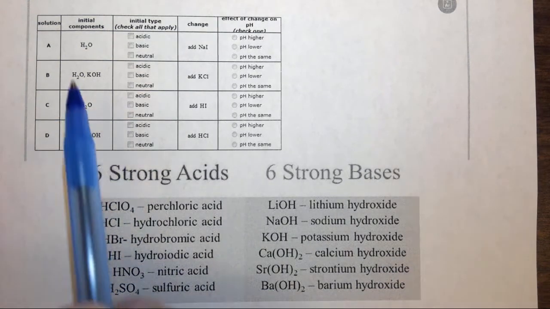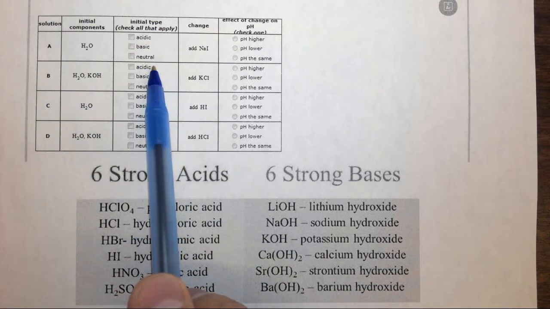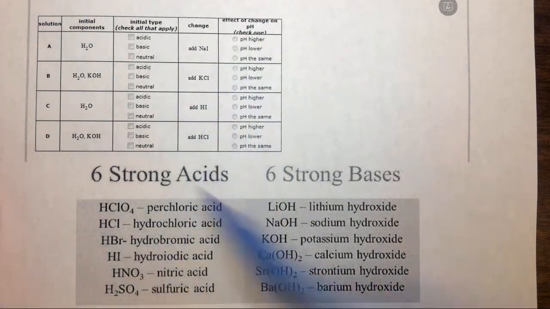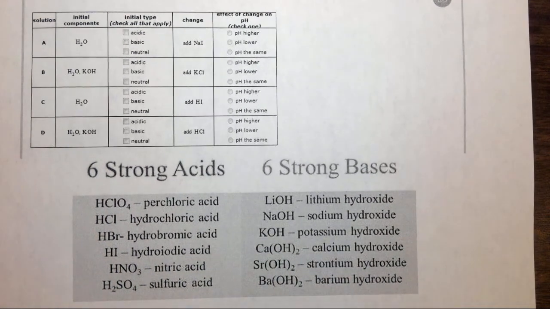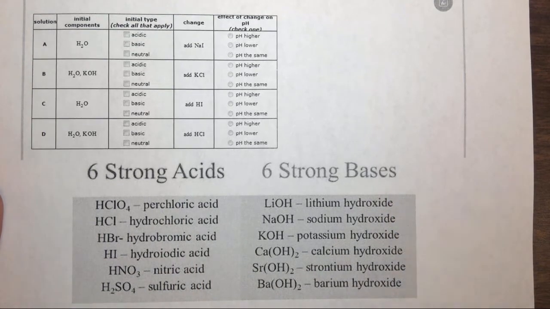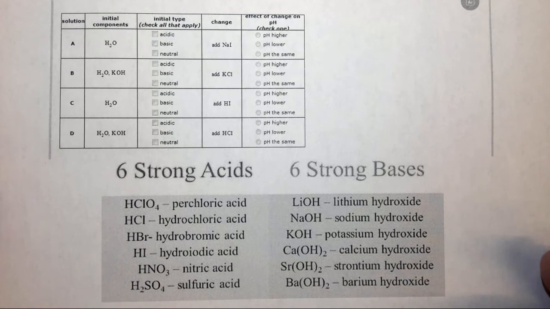In this question, we're asked to look at the components of a solution, decide if they're acidic or basic, and decide what the change will be when we add something else to the solution, whether it'll change the pH to make it higher or lower. In order to do this, we need to be familiar with strong acids and strong bases. I just want to first say that this is not a definitive list of all strong acids and all strong bases. Different sources have slightly different views on what a strong acid and a strong base is, because strong is a qualitative word, right? There's no exact definition for what makes something strong or weak, and that's why these kinds of things happen.